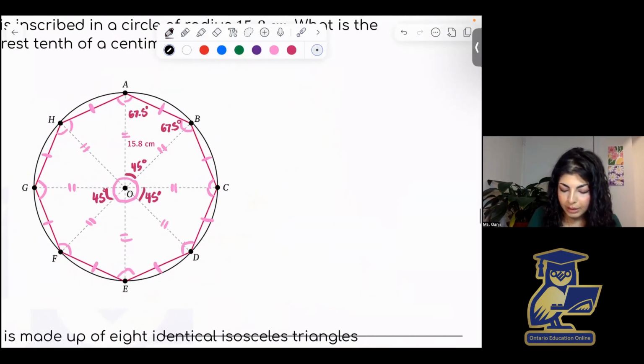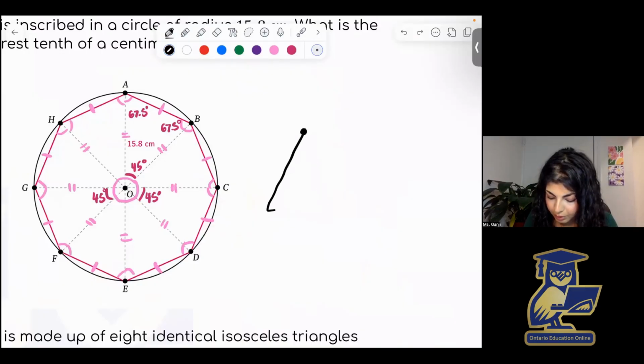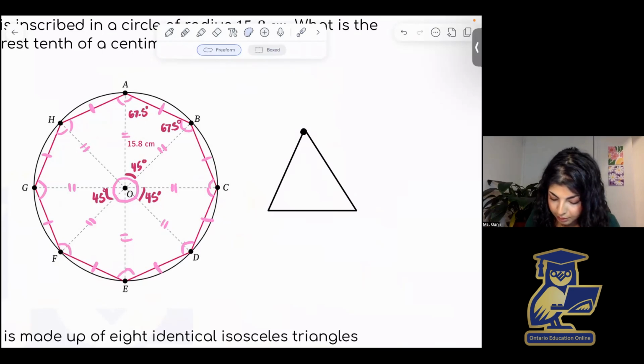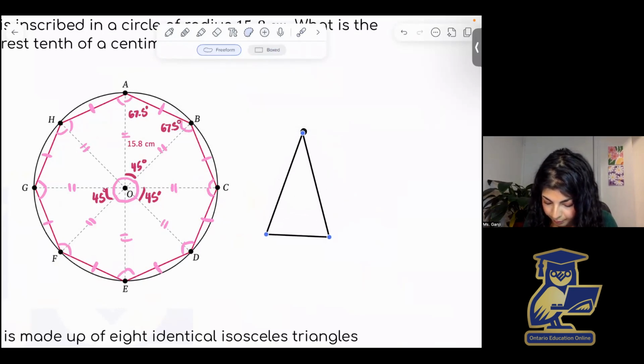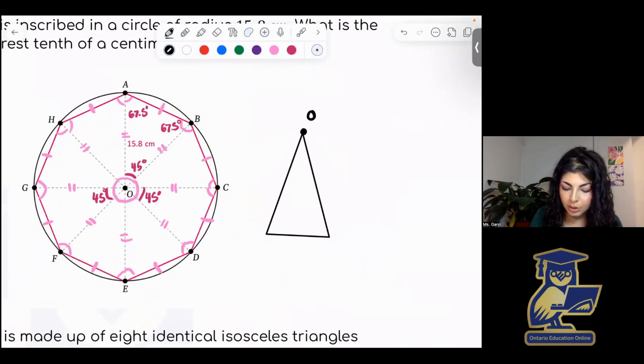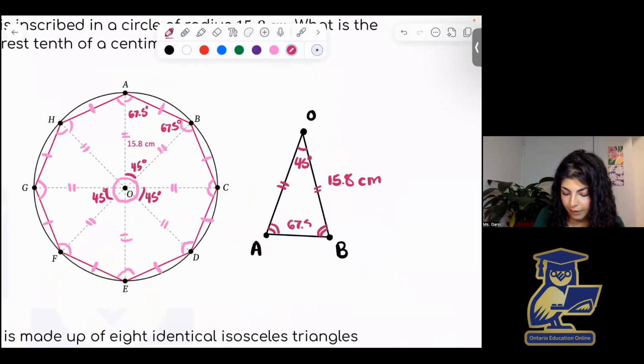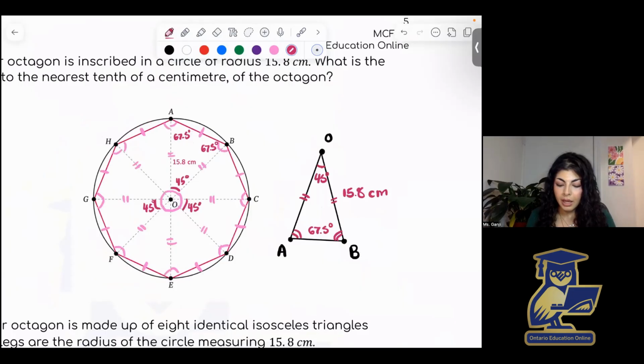And just to show you visually as well, I will redraw this. Sorry, that's not the best isosceles. Okay. Let's say that's my isosceles triangle. So this is triangle OAB. So then we have that this is 45. These two side lengths are the same and they're 15.8 centimeters. And these two angles are the same and they are 67.5 degrees each.